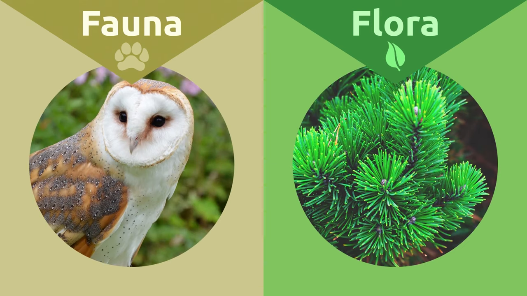Ecosystems consist of a biotope and a biocenosis. Let's see what they are. The physical characteristics of the surroundings are called a biotope. These characteristics include non-living elements like the soil, the water, the air, the wind, the light, or the temperature.